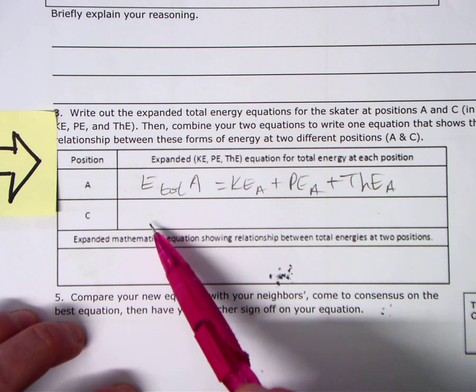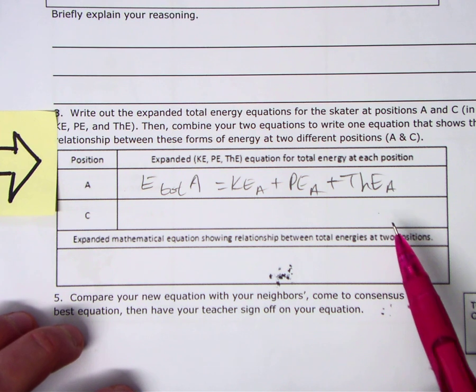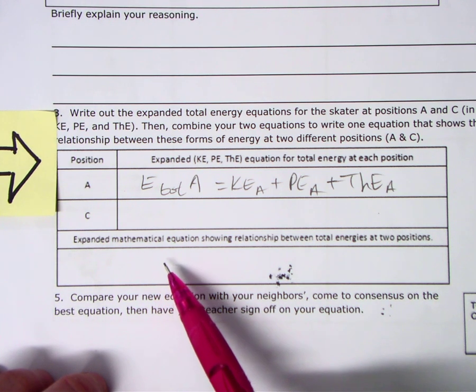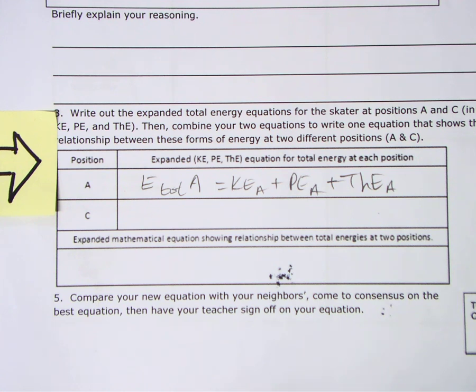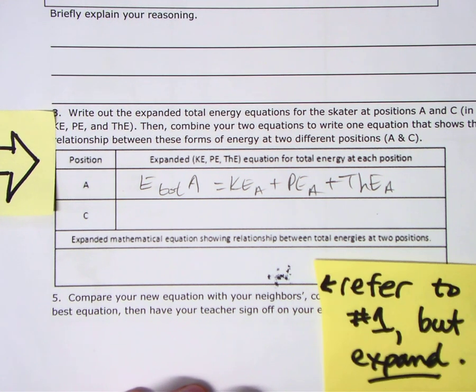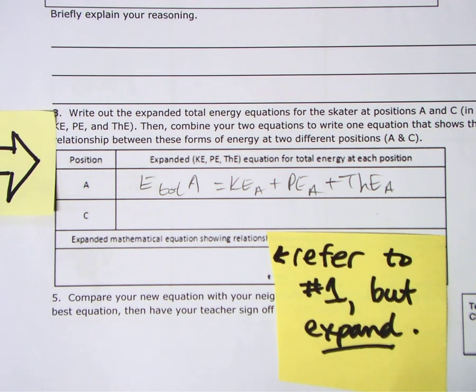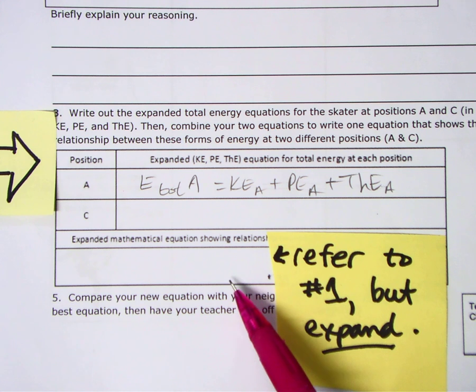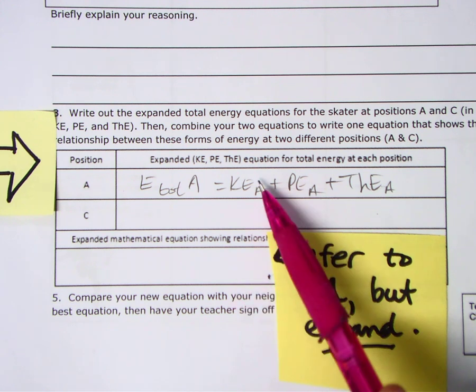So for letter C, you do something similar, and then this final part, you want to think about what you put for number 1, but you want to expand. And this is an example of an expanded equation. So you're going to rewrite what you put for number 1, but you're going to expand.